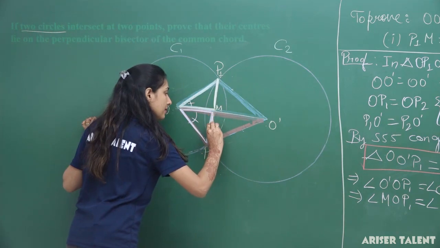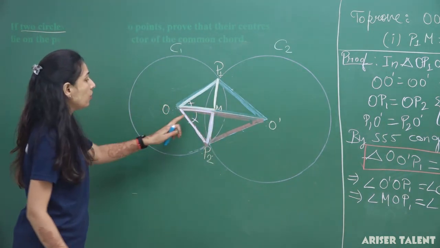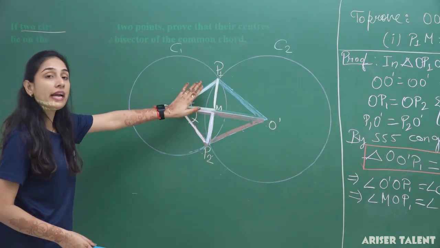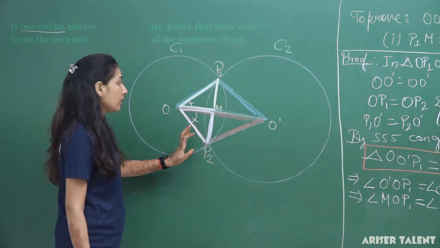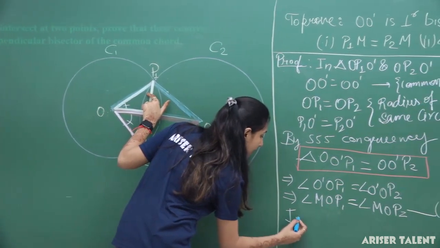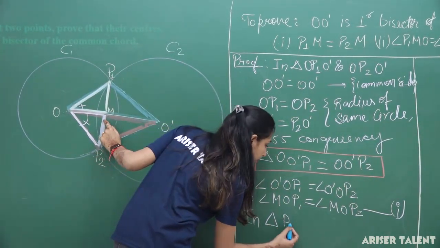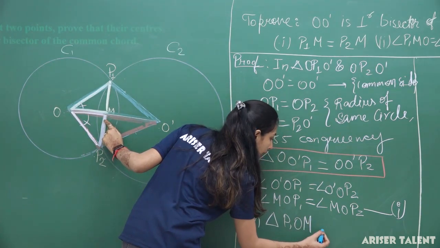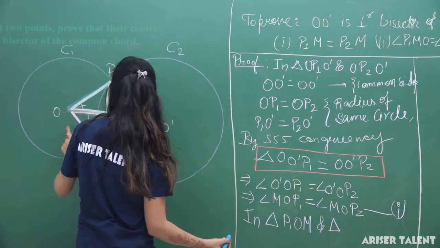And this triangle is OMP2. I am taking these two triangles and I am then going to prove them equal, congruent. Okay, so in triangle P1OM and triangle P2OM.